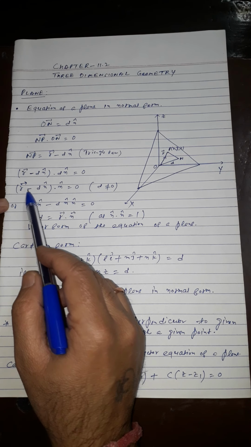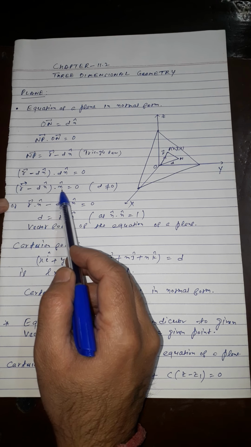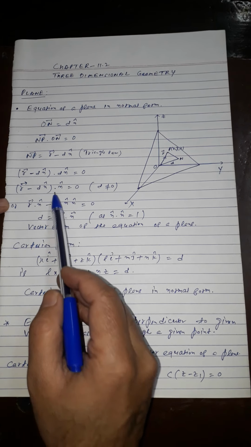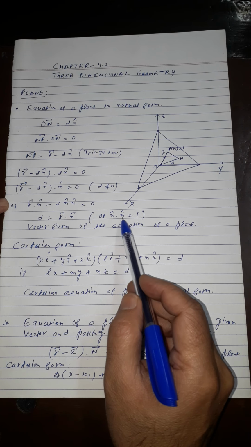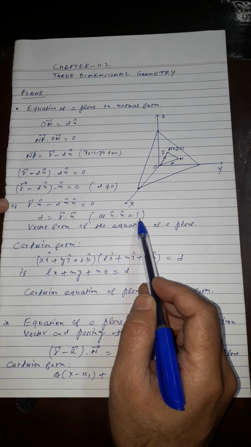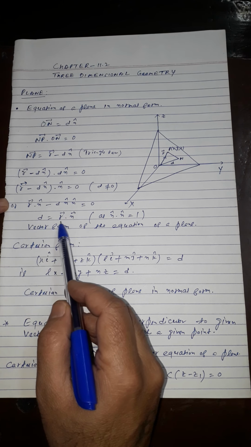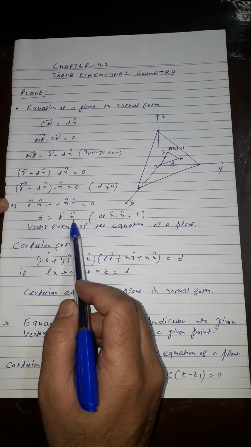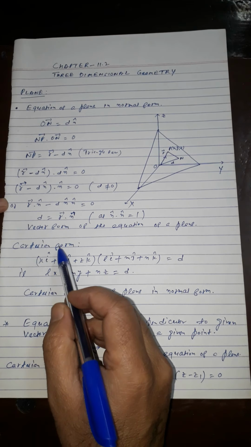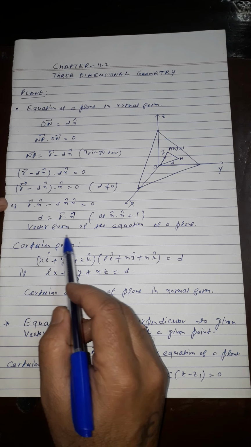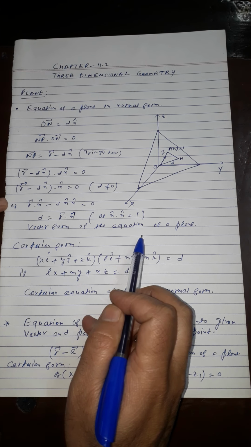So you will get r vector minus d n unit vector dot product with the n unit vector, that is equal to 0. Now while you multiply them, you know n unit vector multiplied by n unit vector is always equal to 1. Therefore, you will get d is equal to r vector dot n unit vector. Here n is the unit vector, students. So this is the vector form of the equation of the plane.